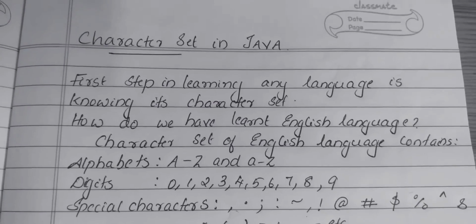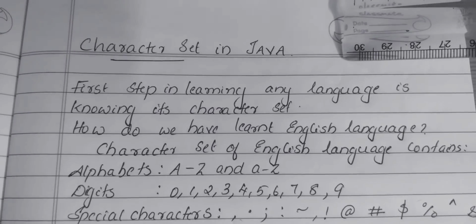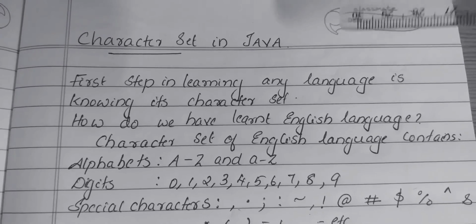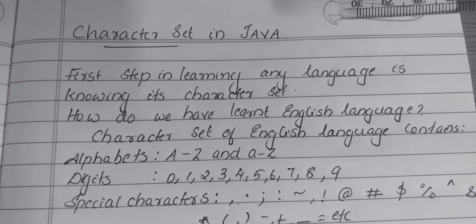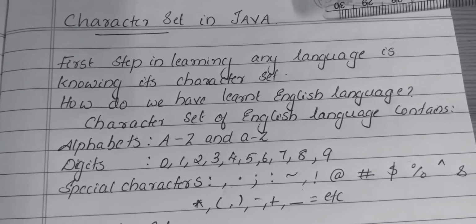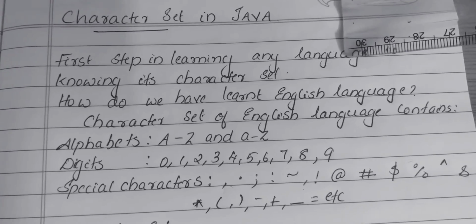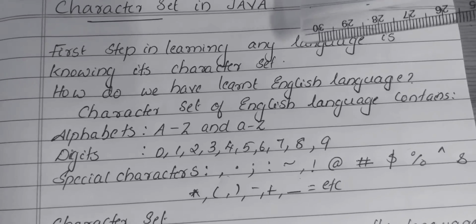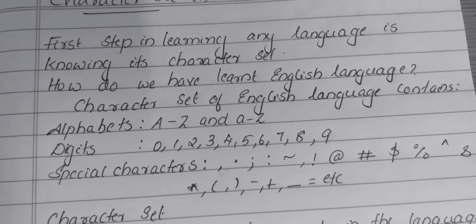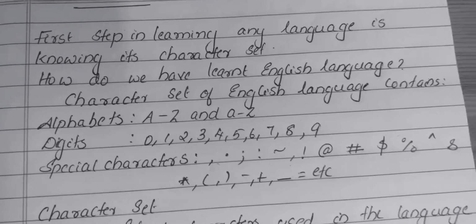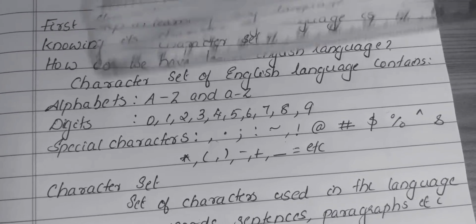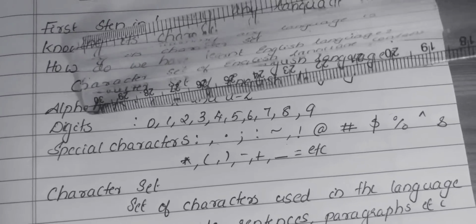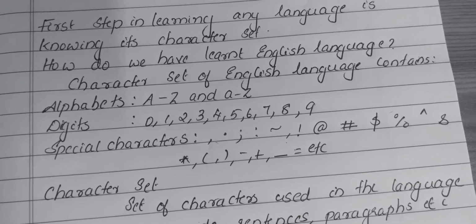The next topic is the character set in Java. Before learning a language, what is the first step? To know the character set, isn't it? So how do we learn the English language? All of you know that the English language consists of a set of characters, isn't it? English consists of alphabets, digits and special characters.